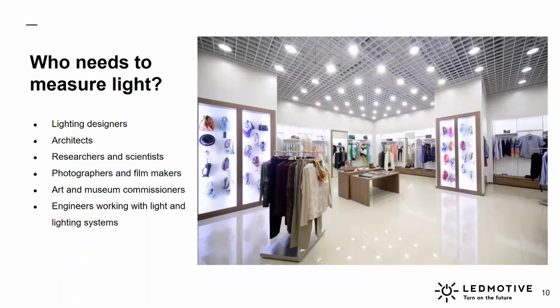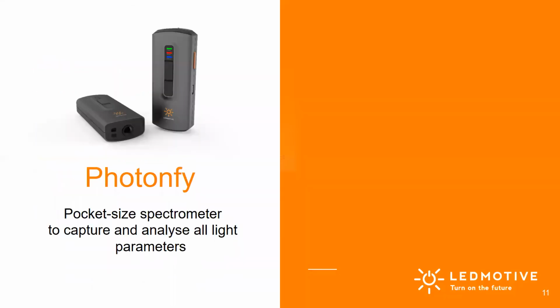Finally, who needs to measure light? As mentioned, lighting designers or architects, researchers, filmmakers or photographers, art commissioners, or engineers working with light and lighting systems. And with that end in mind, we made the Photon Phi, which is a pocket-sized spectrometer designed to capture and analyze all light indicators. It can be used for light quality measurements.